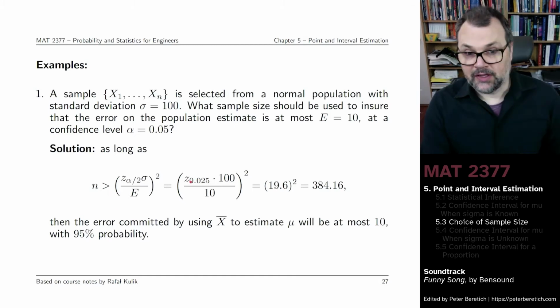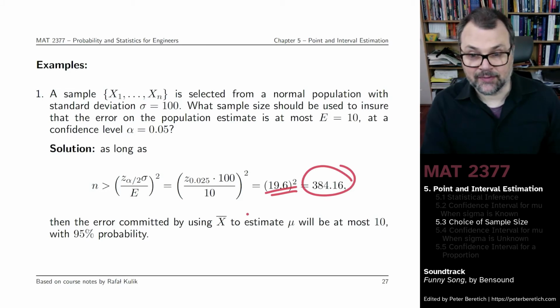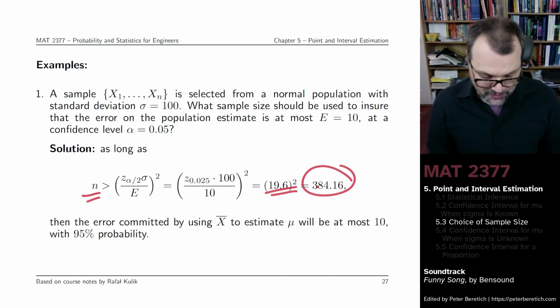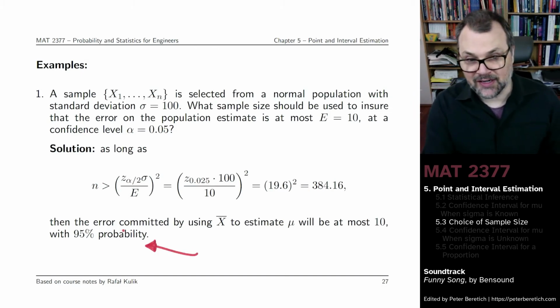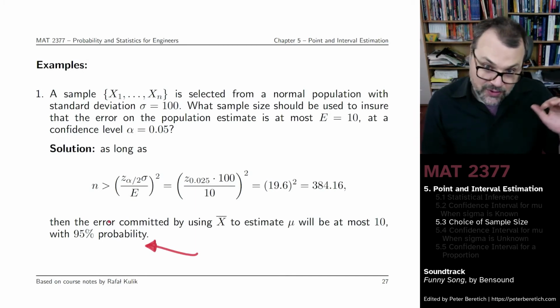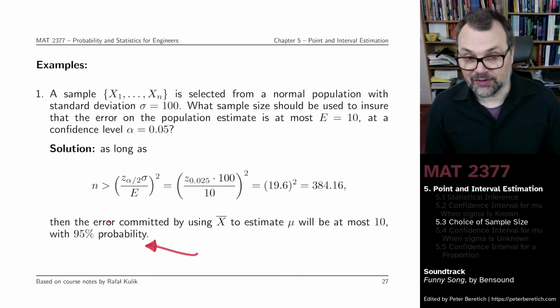So we just flat out use the formula. We solve for n. It gives us the 2.5th percentile times 100 divided by the error 10, square all of this, you get 19.6 squared, which is 384.16. So as long as you pick a sample size which is larger than 384.16, so 385 and up, then you know that the error you commit by using the sample mean to estimate mu will be at most 10 with 95% probability, and with the caveat here that our interpretation of what it means to have 95% probability is how we've described confidence intervals in the previous sections.